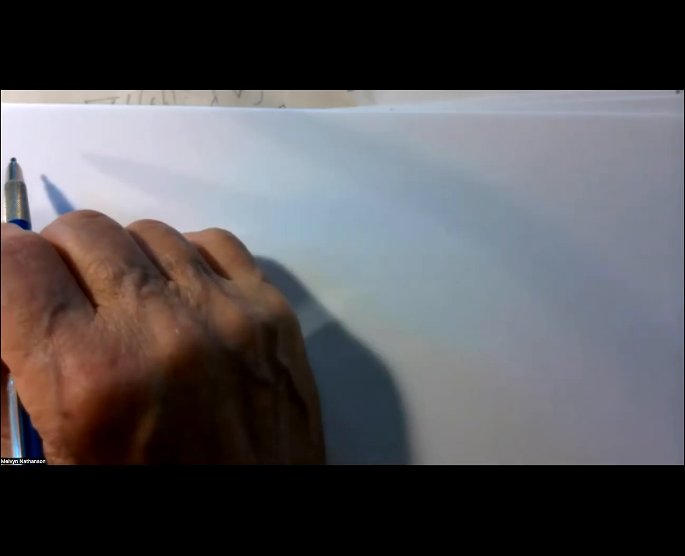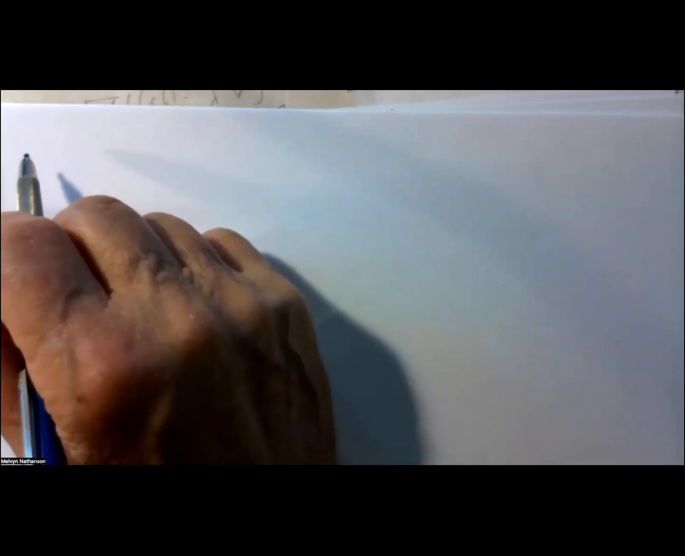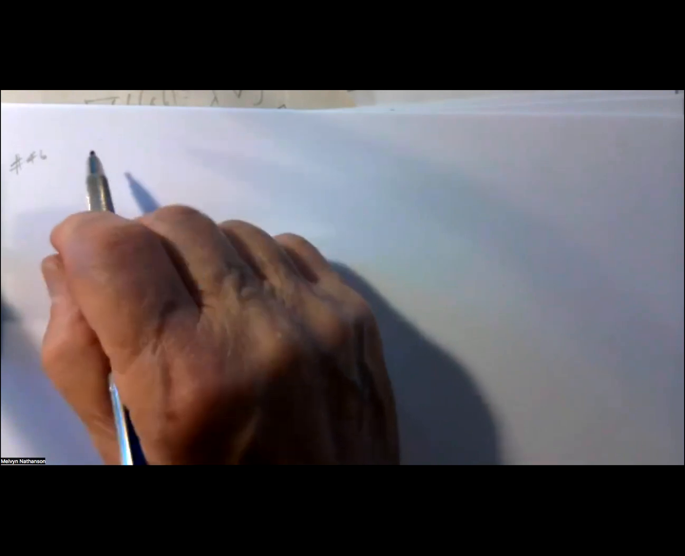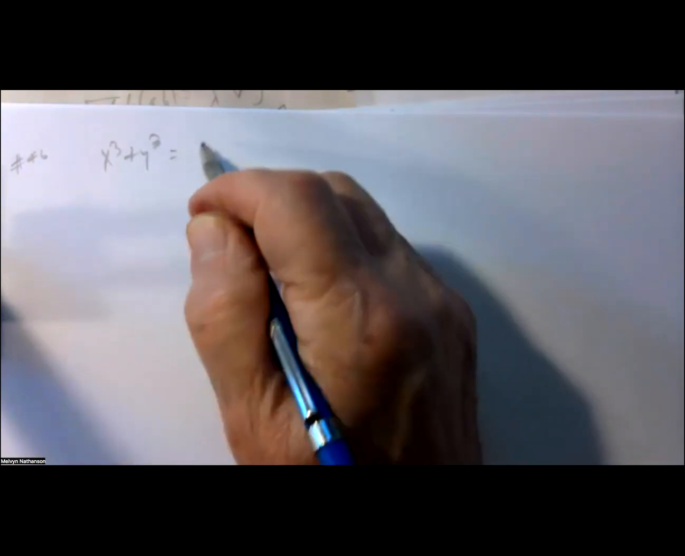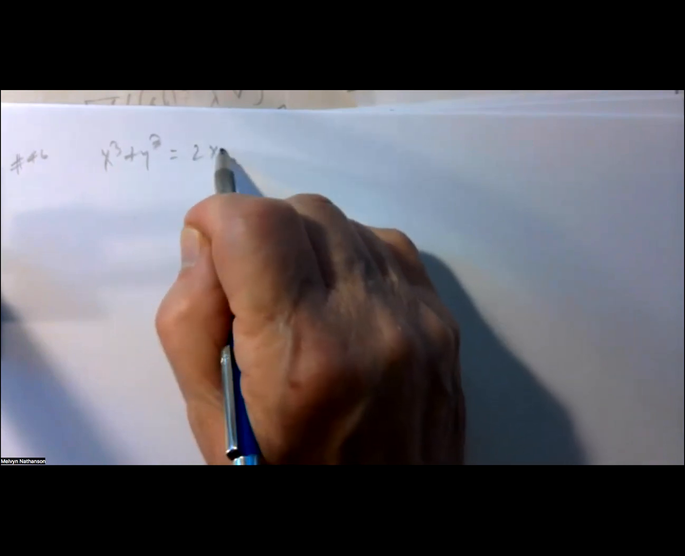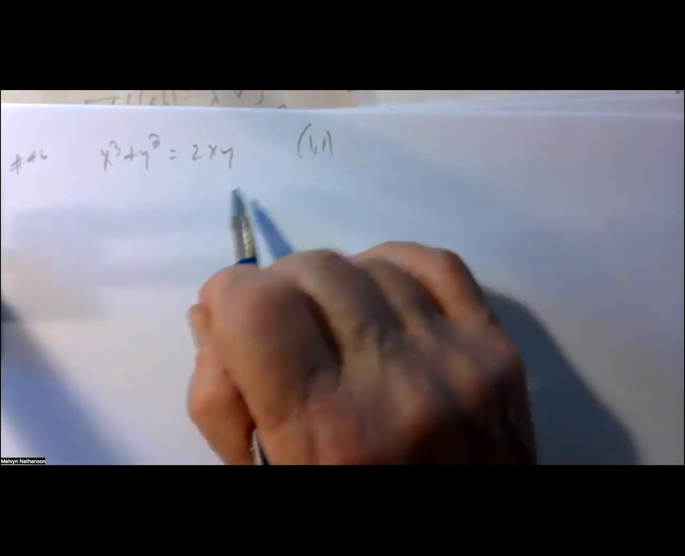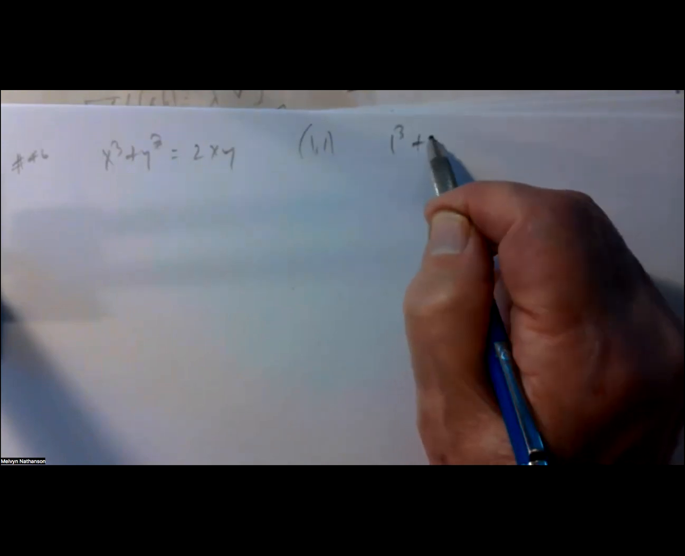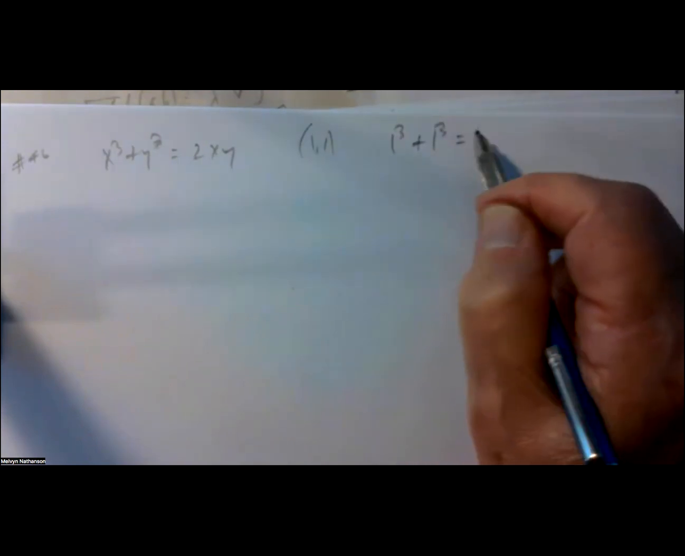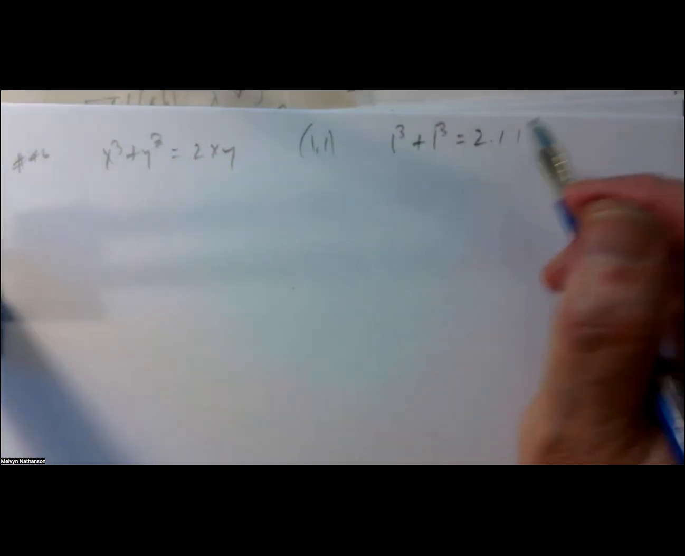So I'm going to look at some of the problems at the end of section 3.8 on implicit differentiation. Here's number 46. We have a curve given by x cubed plus y cubed equals 2xy. And you can check the point (1,1) satisfies this equation, because when x and y are 1, on the left you get 1 cubed plus 1 cubed, and on the right you get 2 times 1 times 1, and this simply says 1 plus 1 equals 2.